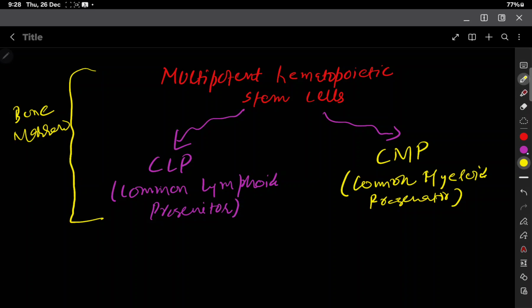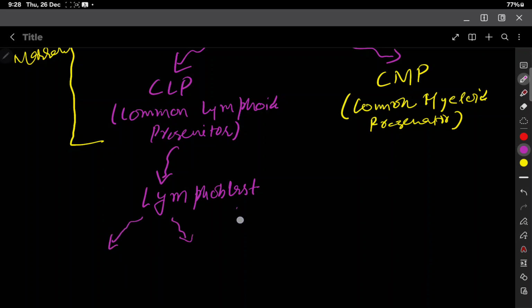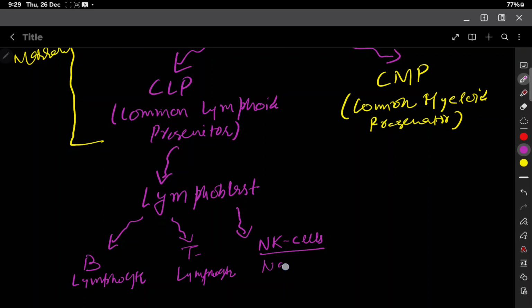I will go with the CLP first. The CLP gets differentiated into lymphoblast, and this lymphoblast further gets differentiated into three types of cells: B lymphocyte, T lymphocyte, and the third one is NK cells, natural killer cells. And this process occurs in the blood.